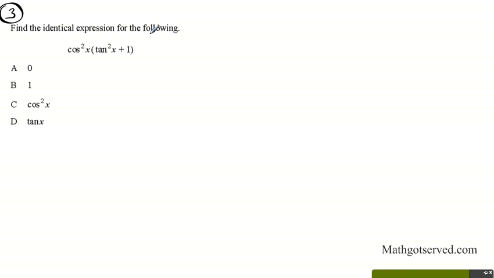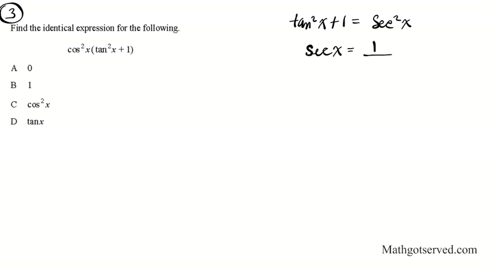It says find an identical expression for the expression cosine squared x plus tan squared x plus 1. So we need to remember the Pythagorean identity that tan squared x plus 1 equals secant squared x. And we also have to remember that secant x is a reciprocal identity of cosine, equals 1 over cosine x. Okay? Alright, so this one is going to become cosine squared x. Tan squared x plus 1 will be replaced with secant squared x. Isn't this the Pythagorean identity involving tan and secant?